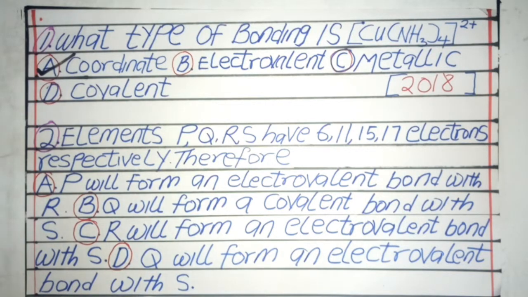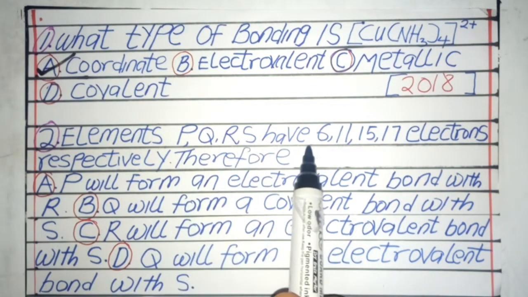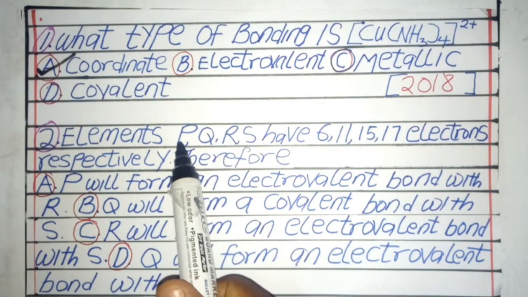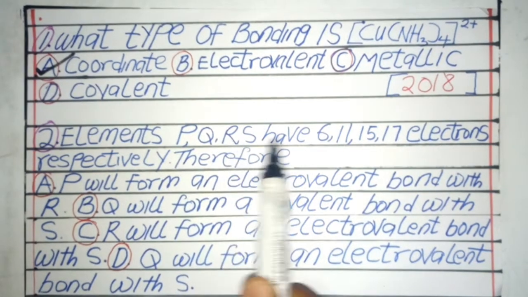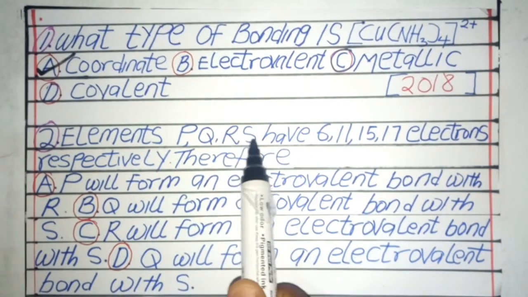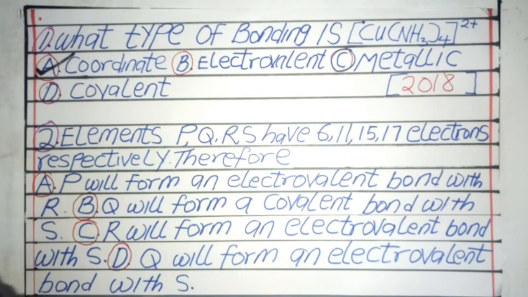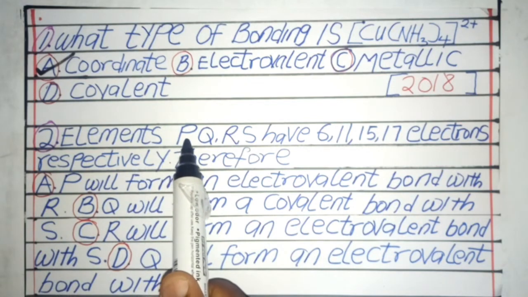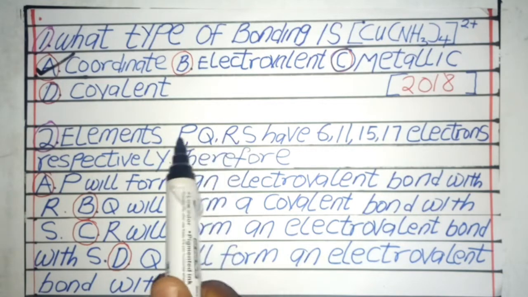First of all, we have to find out the particular elements P, Q, R, S. The one that has atomic number 6 is carbon. Q, 11, that is sodium. R, 15, phosphorus. Then S, 17, that is chlorine. So P will form an electrovalent bond with R? P is carbon, R is phosphorus. Electrovalent? No, they are both non-metals.